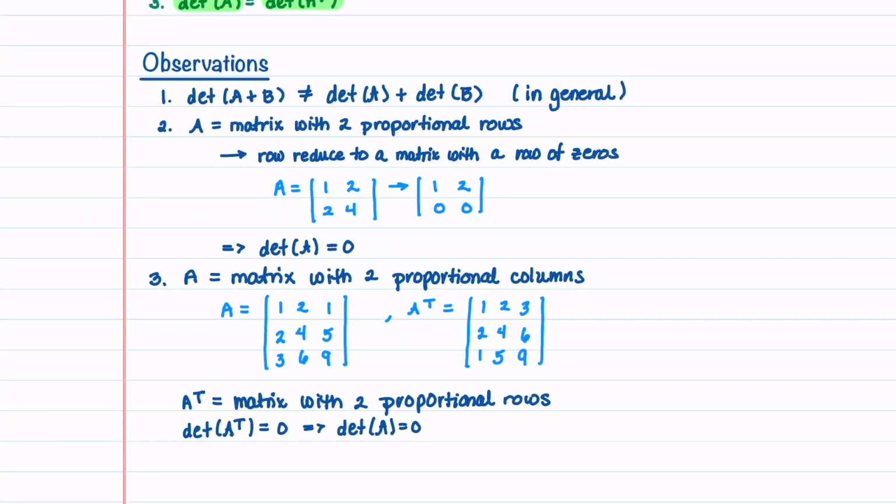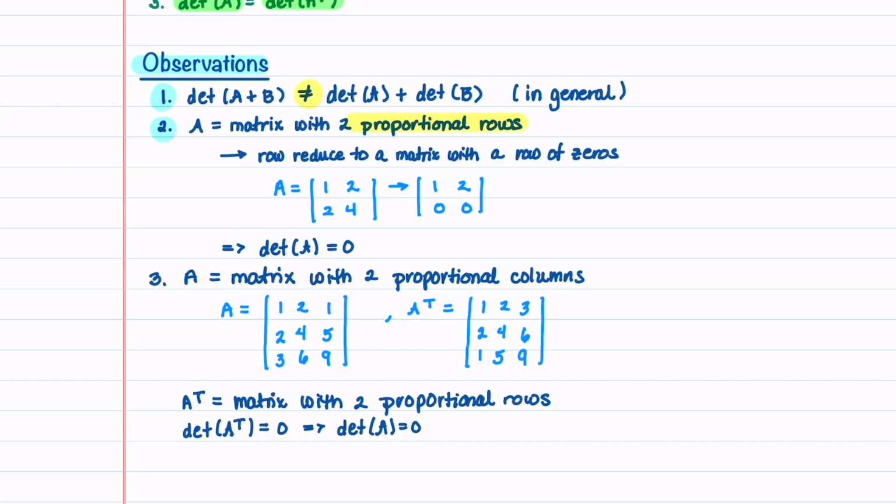Before we walk through some example problems, I want to make 3 observations. The first is that the determinant of A plus B in general is not going to be equal to the determinant of A plus the determinant of B. The second observation is about a matrix with 2 proportional rows.